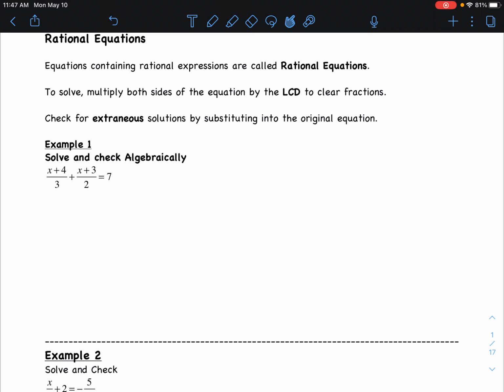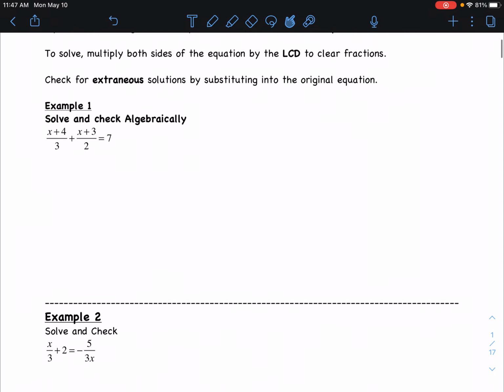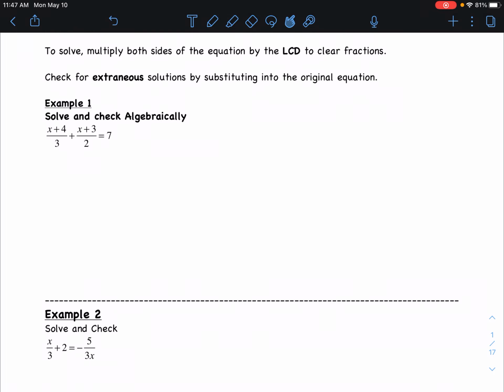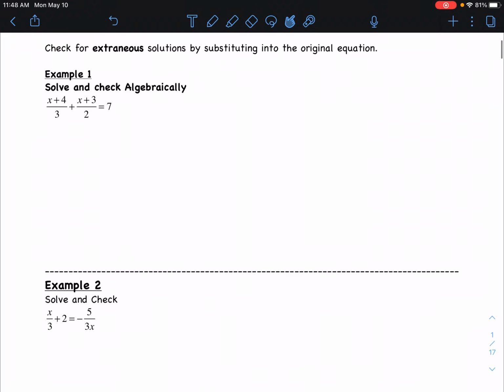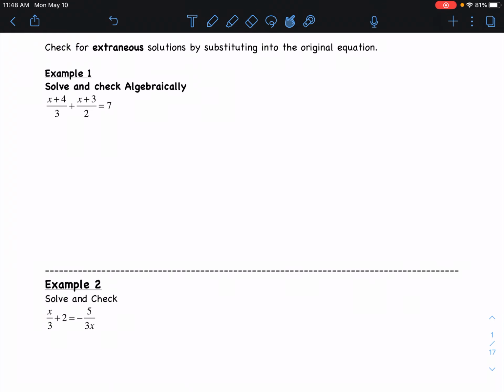Rational equations are equations containing rational expressions, meaning a lot of times they're labeled when you have fractions, multiple fractions. So to solve them, it can be a little tricky. To solve, we need to multiply both sides of the equation by the lowest common denominator, and that's to clear away the fractions. So that's always going to be our first step to get rid of those fractions. The next part says check for extraneous solutions by substituting into the original equation.